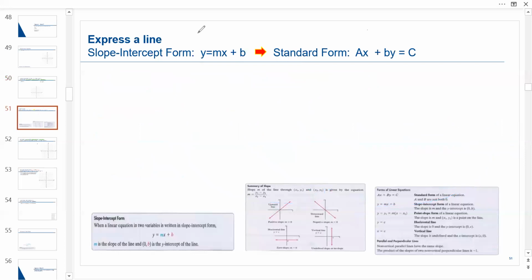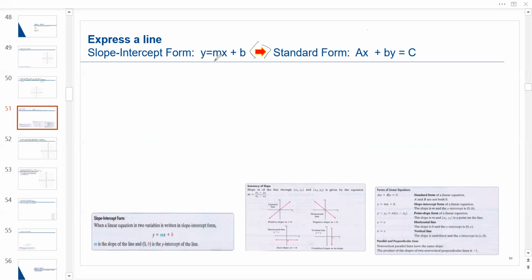This part I will just tell you how the equations can be transformed. They can be transformed both ways. You can transform the slope-intercept format to the standard format, and you can also transform the standard format to the slope-intercept format.